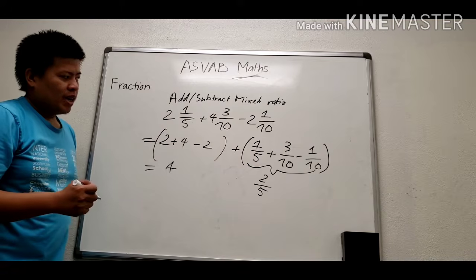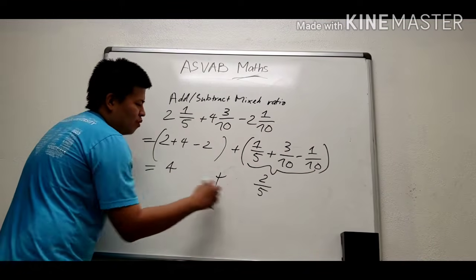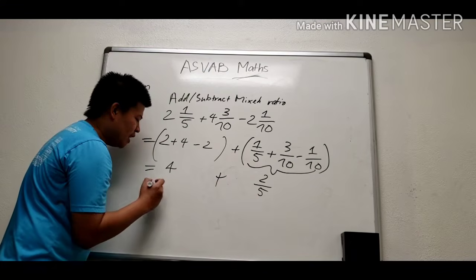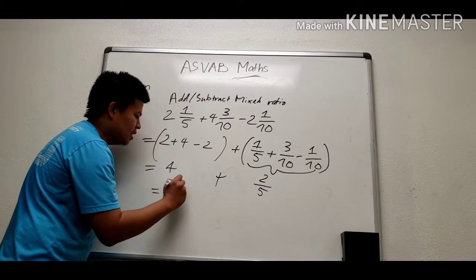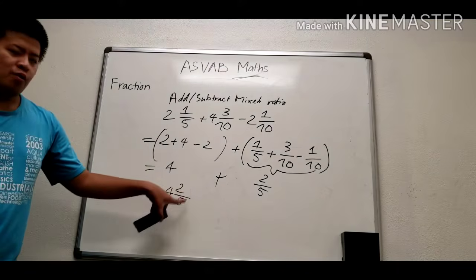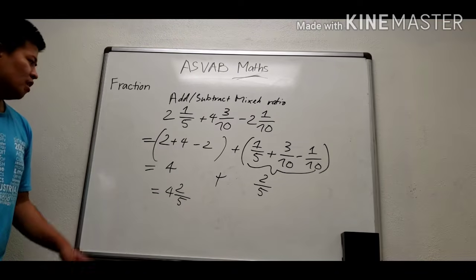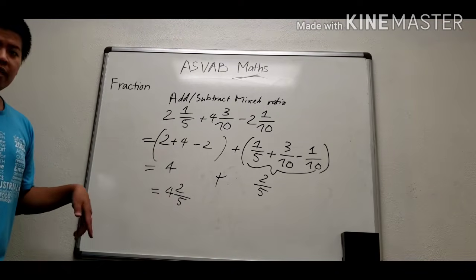And after we calculate everything, we just put the number and the fraction together, and we can get the answer, which is 4 and 2 over 5. This is the mixed number, how to learn to add and subtract together.